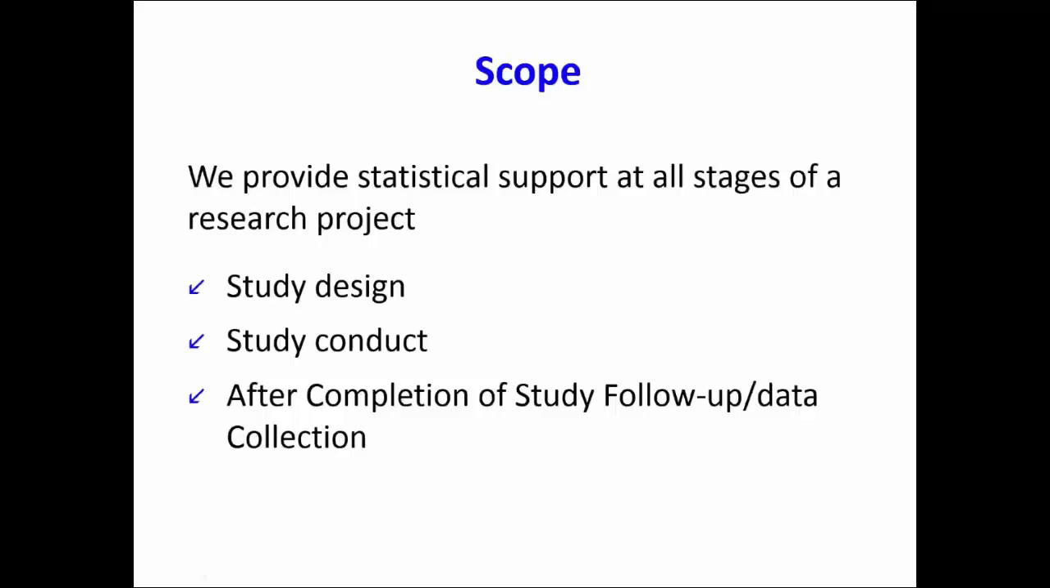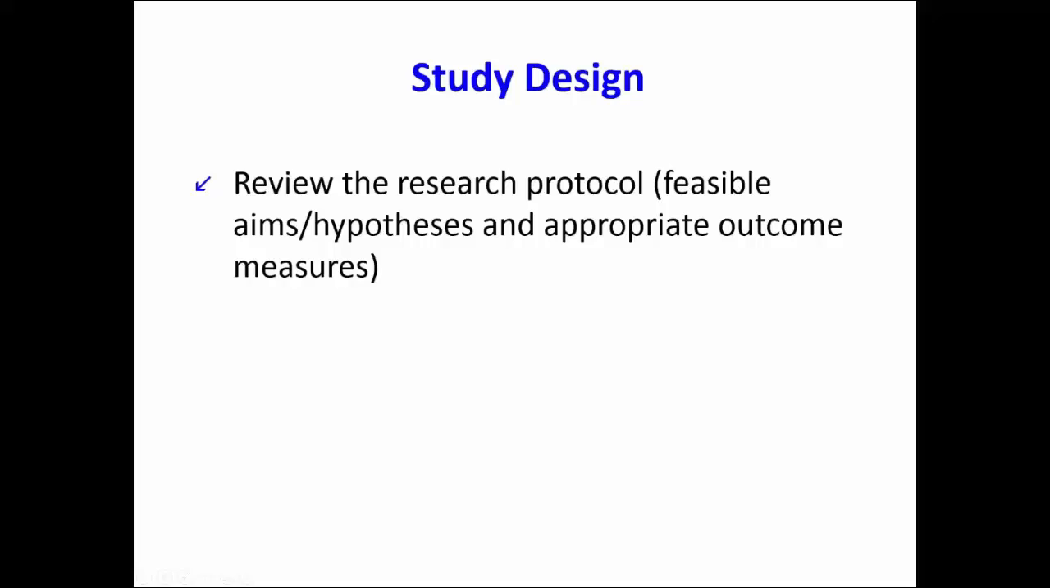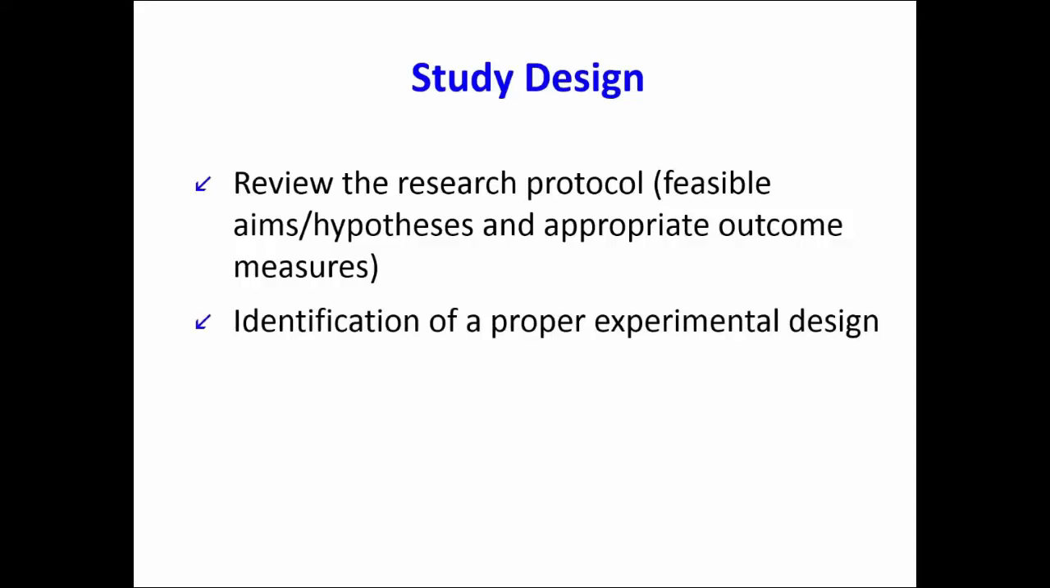In the study design phase, these are typical things we do. There could be more for specific studies. First, we'll review your research protocol to make sure you have good aims and hypotheses, and more importantly, that you have outcome measures to actually address those aims. That's probably the most important part in the study design. Then we can work with you to identify a proper experimental design.